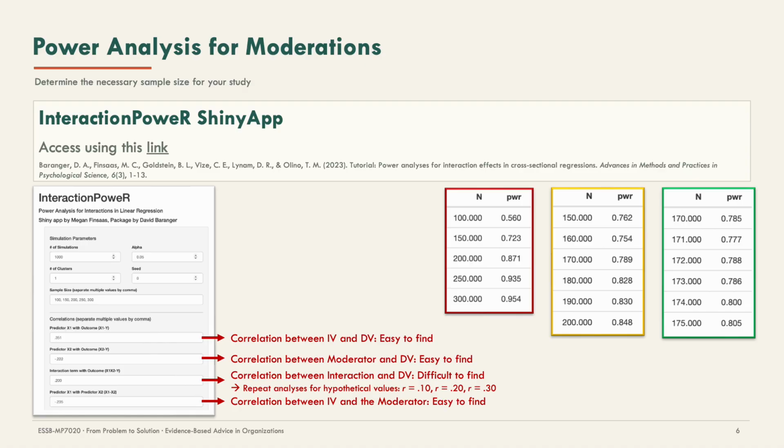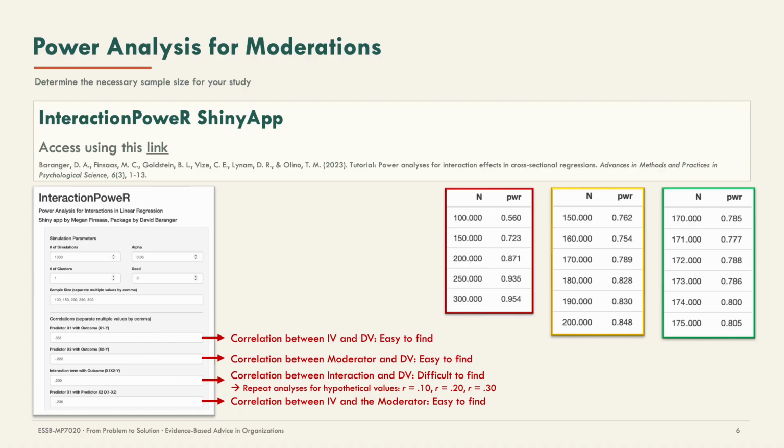To conduct the power analysis, we need several effect size estimates. First, we need the correlation between the independent variable and the outcome. Second, we need the correlation between the moderator and the outcome. And third, we need the correlation between the independent variable and the moderator. These correlations can usually be estimated from meta-analyses or previous studies.